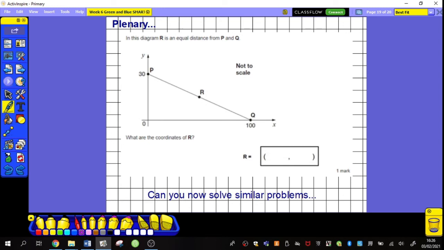In this diagram, R is an equal distance from P and Q. So what does that tell me? The distance from there to there is the same as the distance from R to Q, there to there. So those two distances are the same, which means R is bang in the middle of that line. That's going to be my key point today.